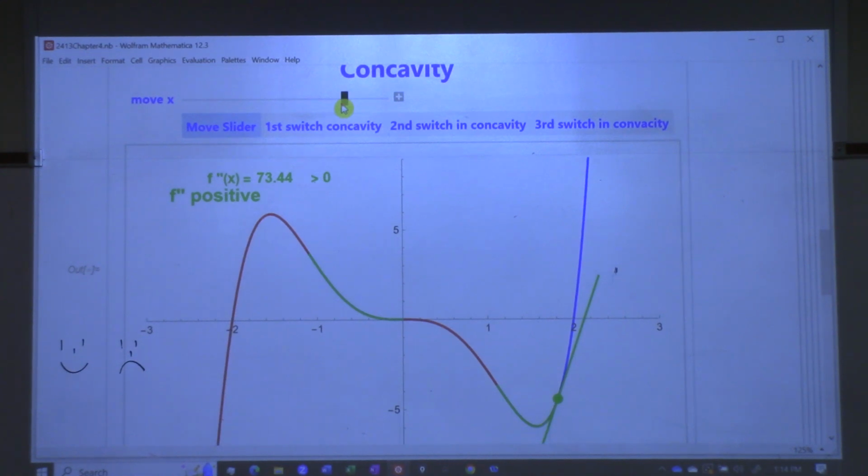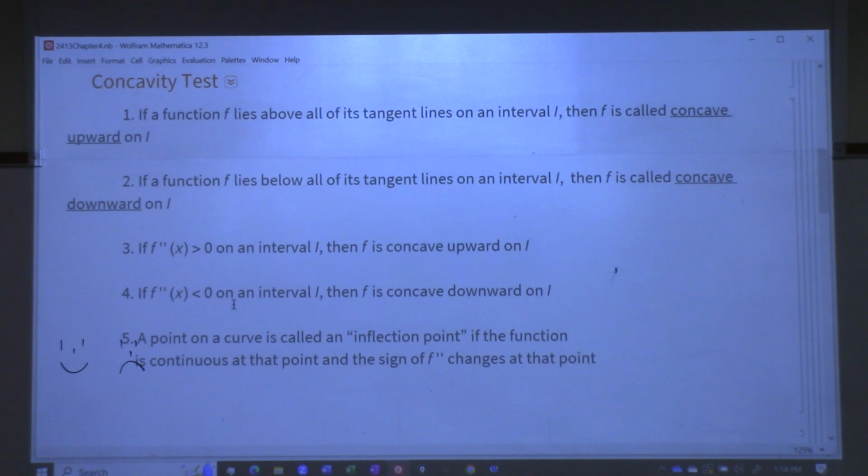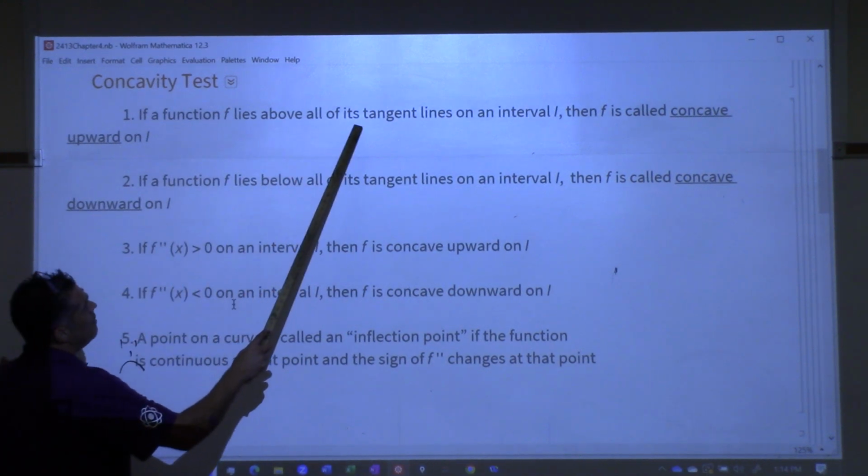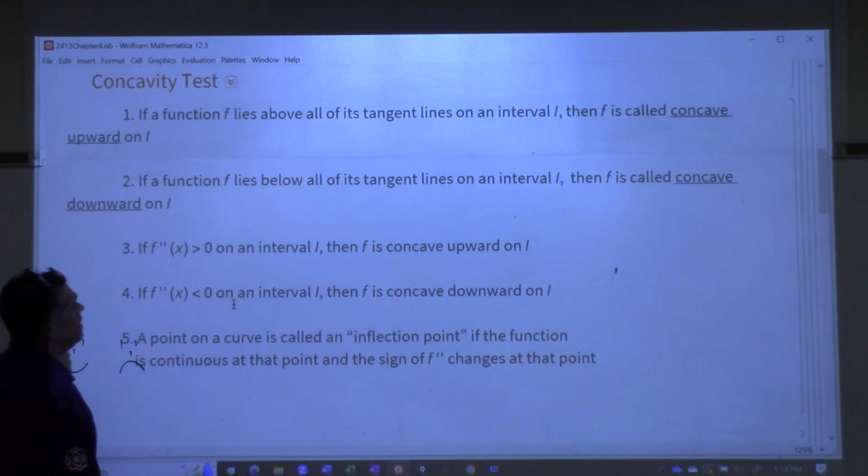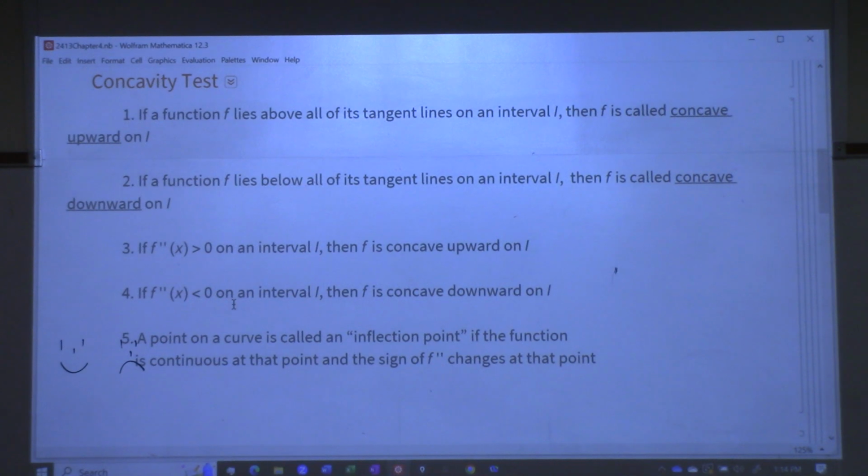So let me show you the definition. It's not going to say smiles and frowns, okay? It's going to say, if a function f lies above all of its tangent lines on an interval, then it's called concave up. If a function lies below all of its tangent lines on an interval, then it's called concave down. You don't need to worry about that definition. You can just think about smiles and frowns, all right?